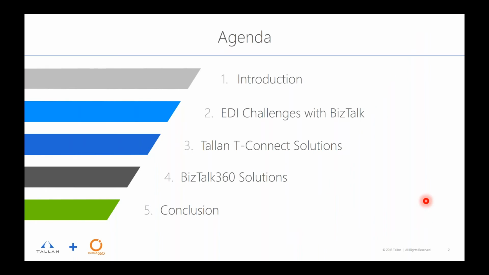So here's our agenda. Congratulations, we've already made it through number 1. So we're going to continue on EDI challenges with BizTalk. We're going to discuss some of those challenges, and then we're going to talk about how the solutions that we're bringing both from Tallan and BizTalk 360 can help solve those challenges. And then we'll wrap that up. Hopefully we'll have some time for some interactive questions. If you have a question, go ahead and type it in the message area, and we'll try to cover those. If not, we'll definitely respond shortly after with some of those answers.